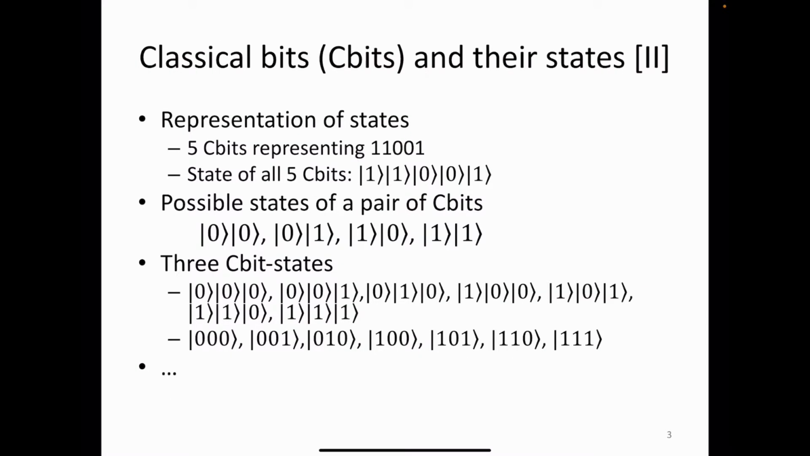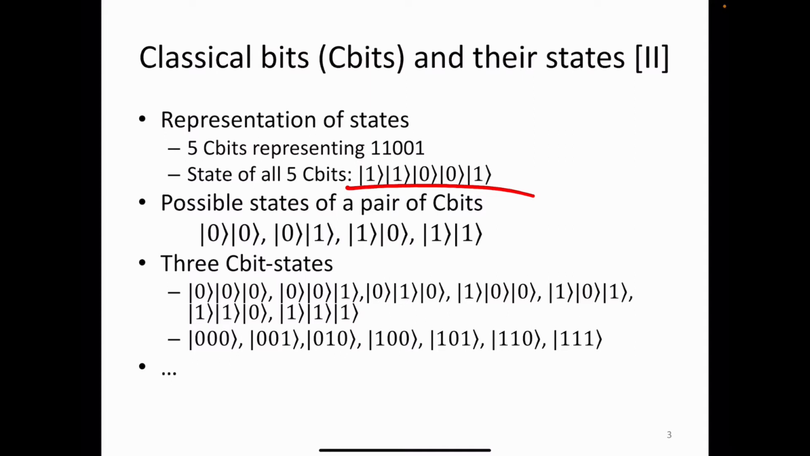The representation of states: if we talk about how you write down or denote the states, then if we have 5 classical bits representing 11001, the state of all 5 classical bits, in terms of the Dirac notation that we talked about before, can be written in that way, where each of the single bits has a separate bracket around it.